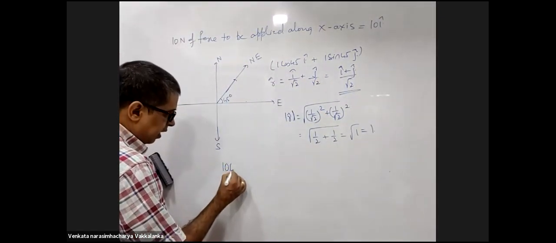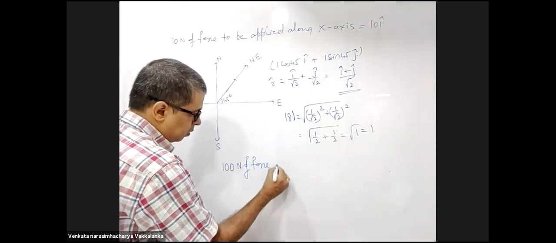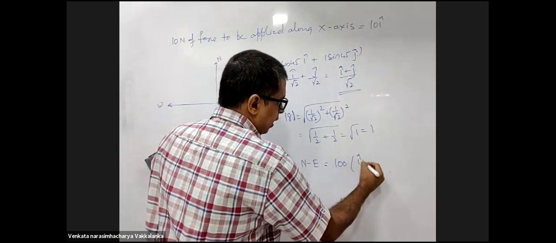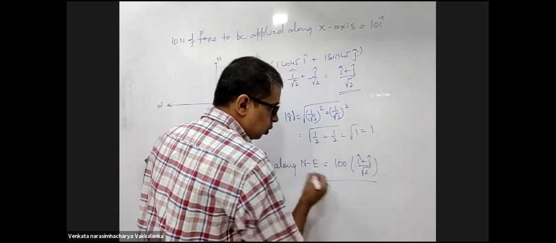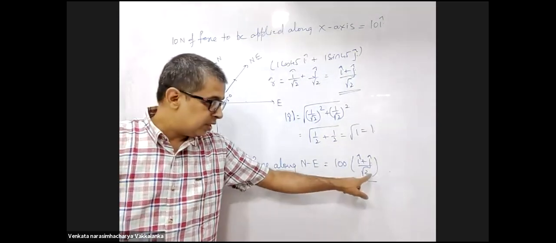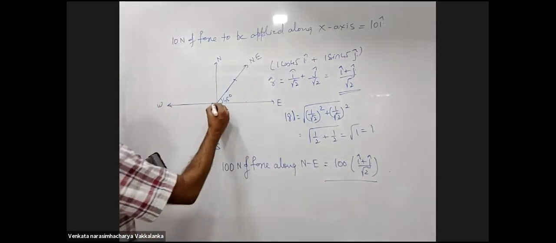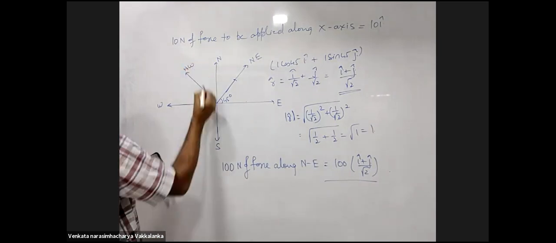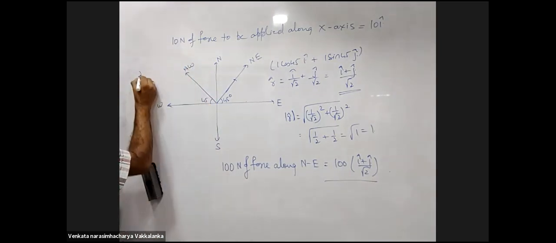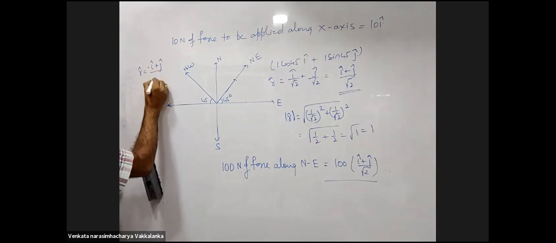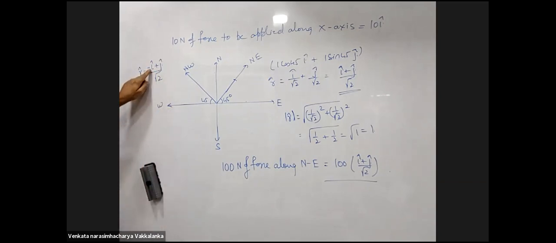Suppose I say 100 Newton of force along northeast. How will I write this? 100 times (i plus j) by root 2. 100 is the magnitude. This is the direction. Unit vector will specify the direction. Suppose I say northwest. This is 45. Unit vector along northwest will be (minus i cap plus j cap) by root 2. Calculate its magnitude and see, you will get 1.